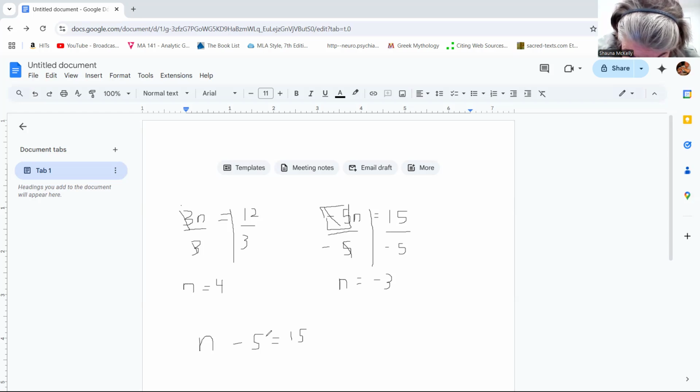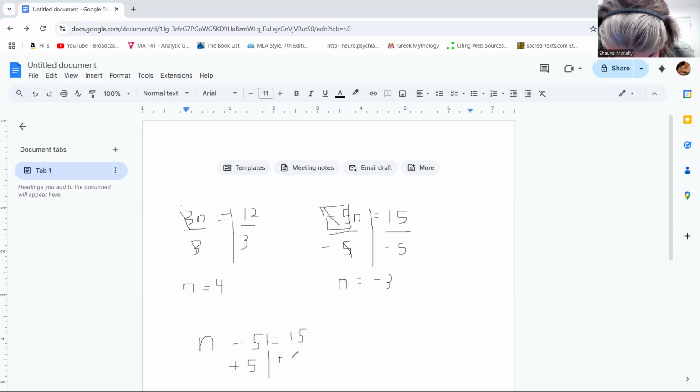Now this equation is not n times -5. This is not multiplication here. This is subtracting 5. So don't confuse this -5n with n minus 5. Here I'm subtracting. I see subtraction, so I do the opposite, which is add. So I add 5 to both sides.